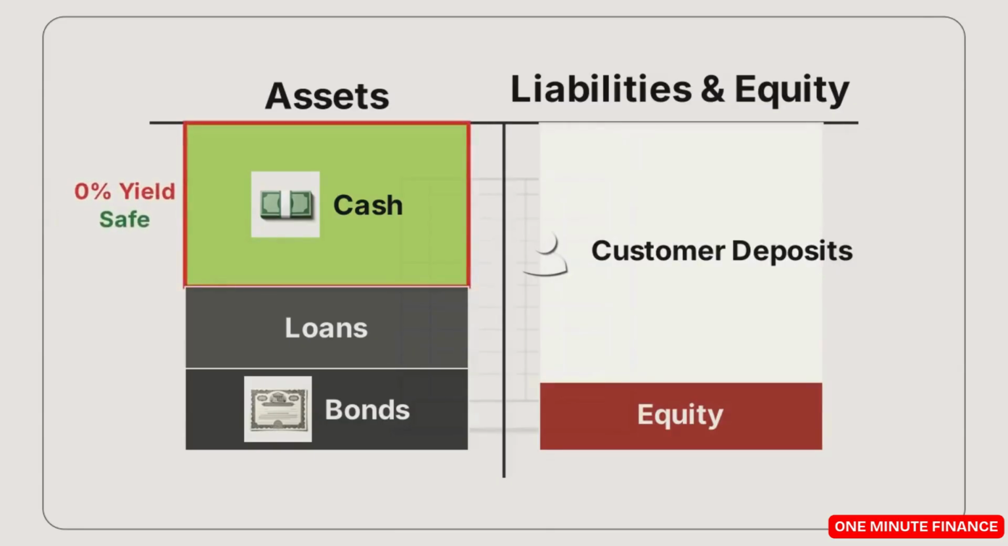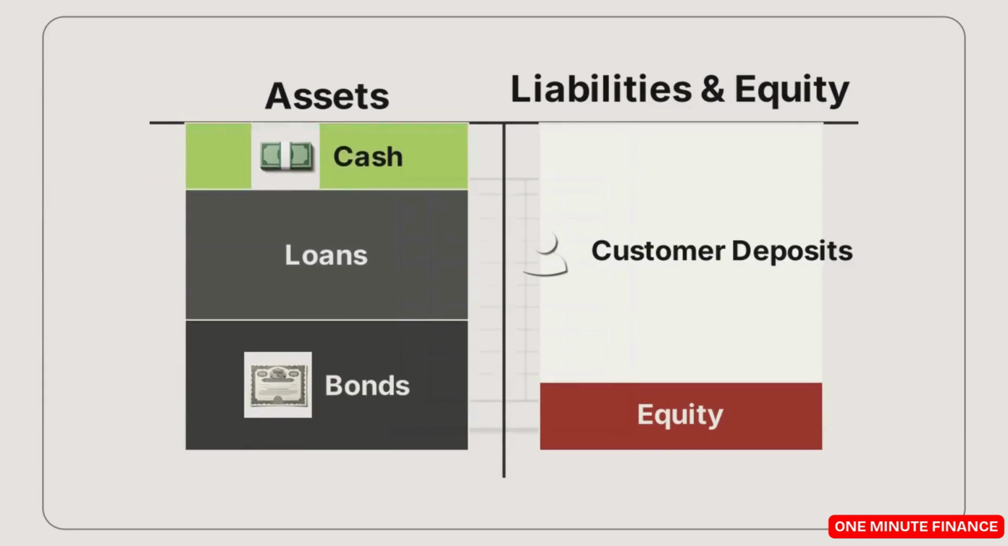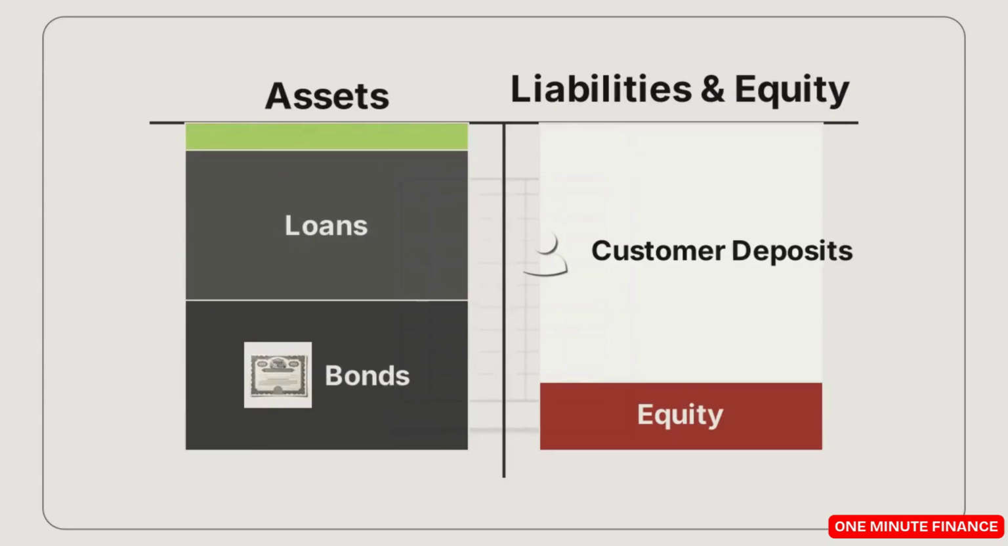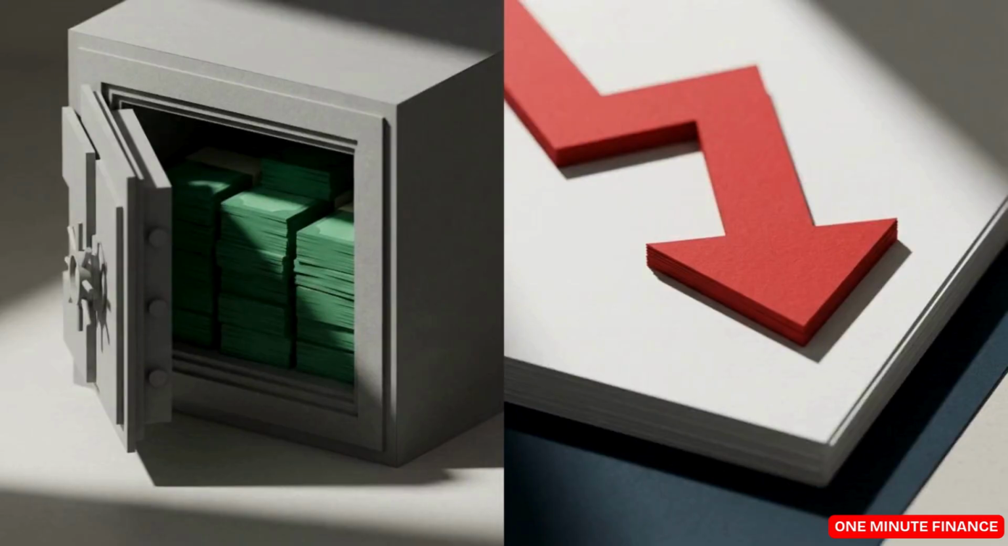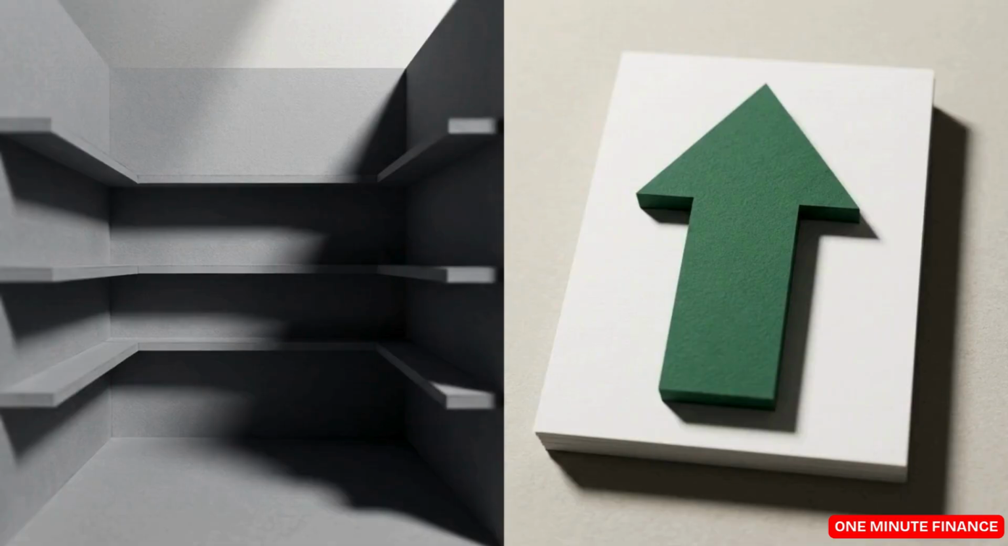Look at the cash block on the asset side. Cash is perfectly safe and instantly available to hand back to depositors, but it generates zero profit for the bank. To survive, pay interest to depositors, and generate a return for shareholders, banks must deploy most of that cash into less liquid, higher-yielding assets, like mortgages or government bonds. This creates an inherent operational paradox. Optimizing entirely for liquidity starves the bank of profit, but optimizing for profit leaves the bank exposed to cash shortages.